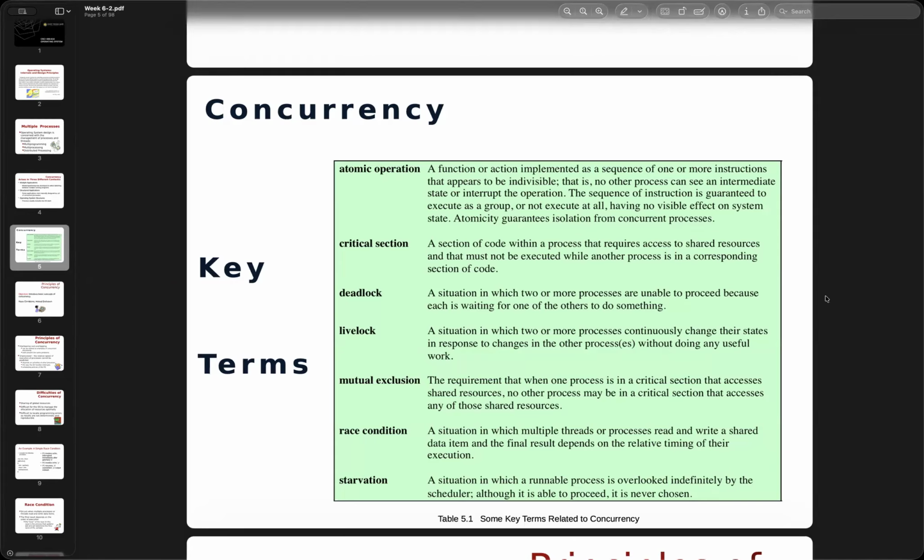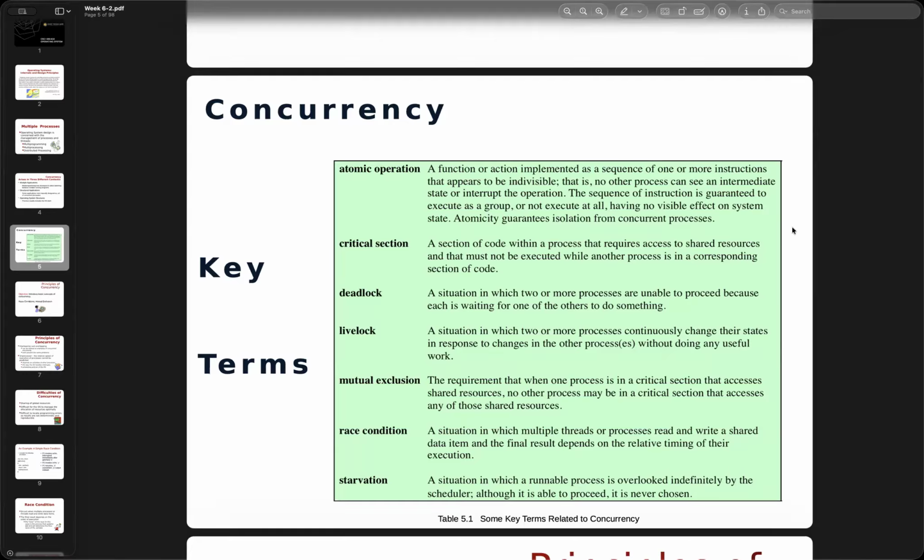So for the atomic operation, we need to know it is a function or action implemented as a sequence of one or more instructions. They appear to be indivisible. So no other process can see an intermediate state or interrupt the operation. It will be atomic. The sequence of instructions is guaranteed to execute as a group or not execute at all. If you start it, you cannot be stopped in the middle. So it's a whole set of sequence, and has no visible effect on system state. Atomicity also guarantees isolation from concurrent processes. It's called an atomic operation.